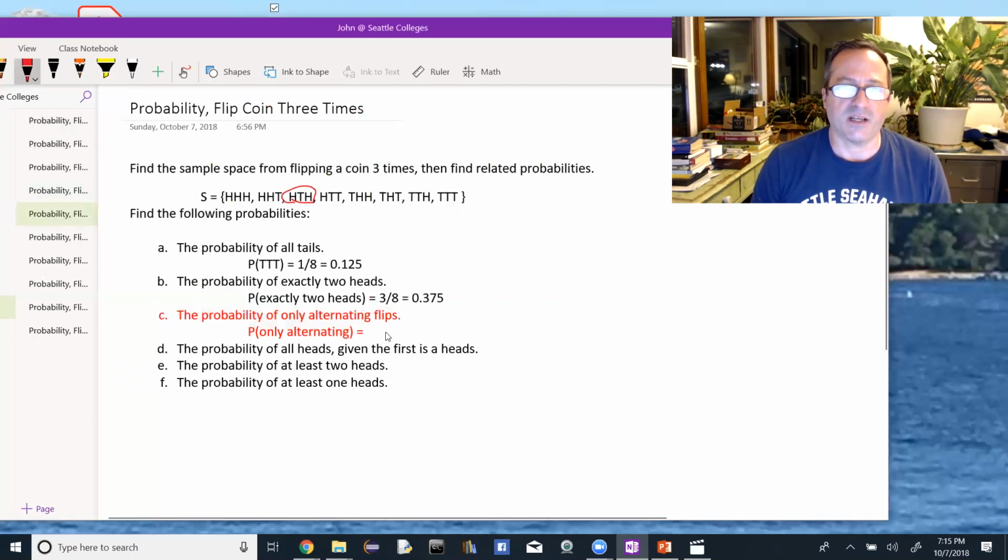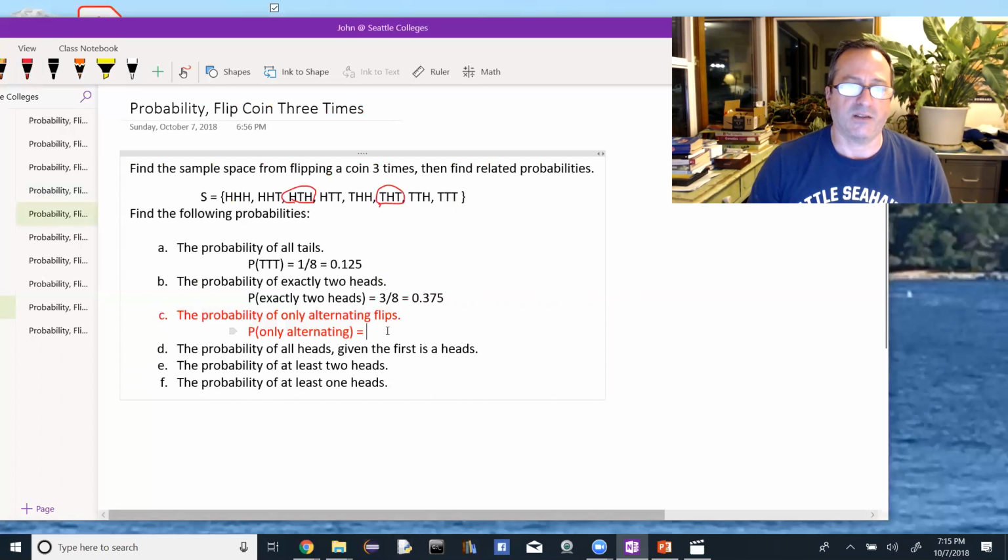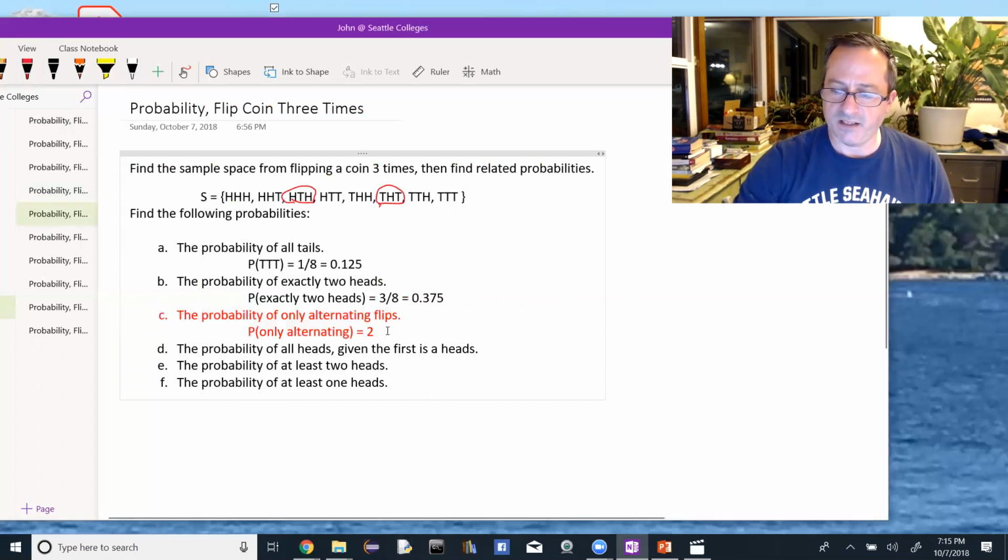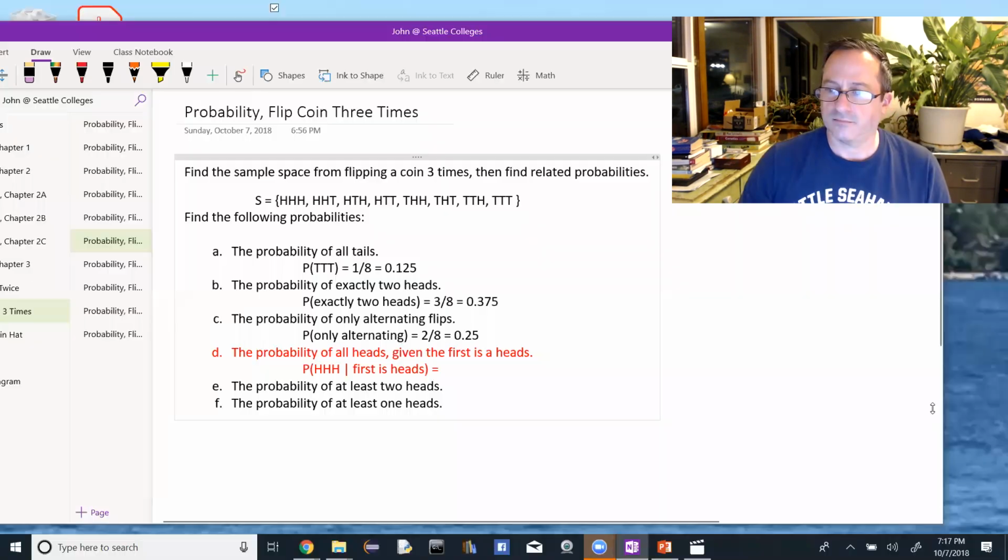And then if I start with a tail, the next one has to be a heads, and the last one would have to be a tail. So there are 2 options that have only alternating values. Again, it's 2 out of 8. So if you're entering that in as a fraction in, say, WAMAP, you would want to reduce it to 1/4.